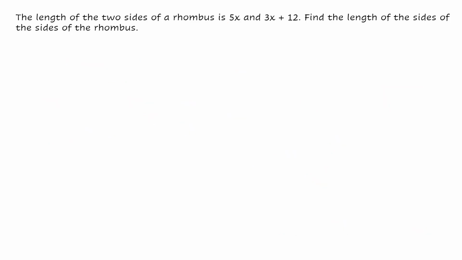Next question. The length of two sides of a rhombus is 5x and 3x plus 12. Find the length of the sides of the rhombus. Again, the sides of a rhombus are all equal. One side is 5x, while the other is 3x plus 12.